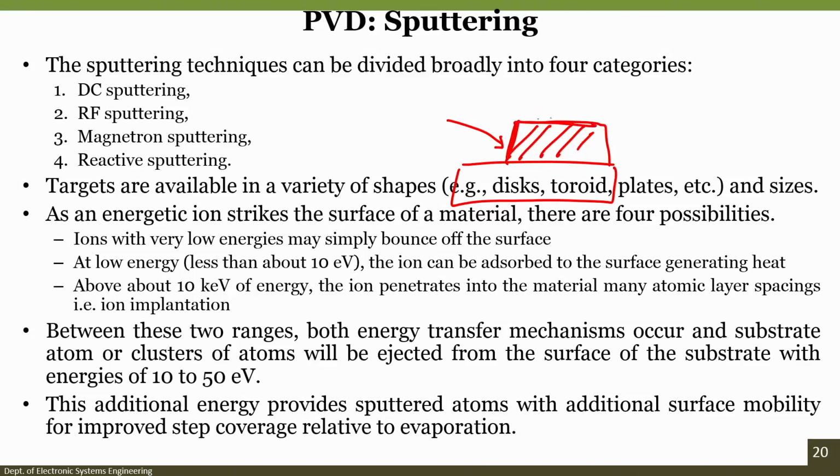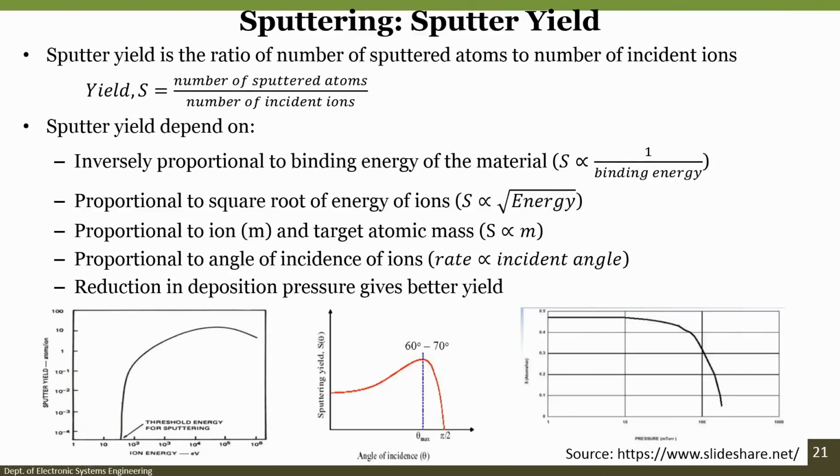So, I want to deposit a film on this particular block. In this sputtering case, I will have some kind of proper step coverage mechanism, while in case of thermal evaporation, the step coverage is poor. So, that is the advantage of sputtering, that they improve step coverage.